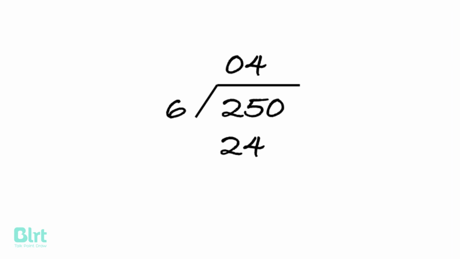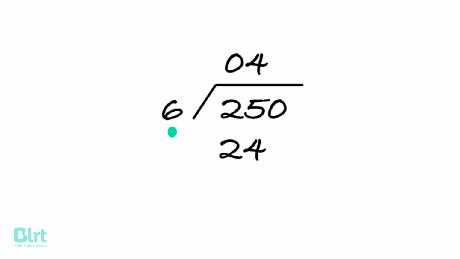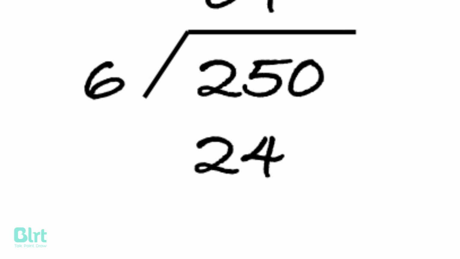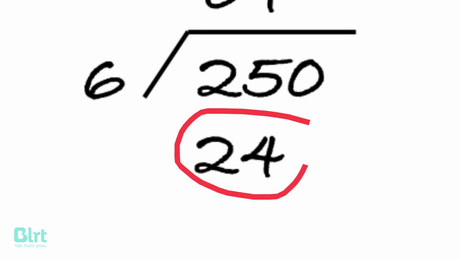Now what we need to do is multiply the divisor. So we multiply the 6 by the number 4, which we've just written above the dividend. Now 6 times 4 is of course 24. So we're going to write 24 beneath the 25, and then we're going to draw a line underneath.